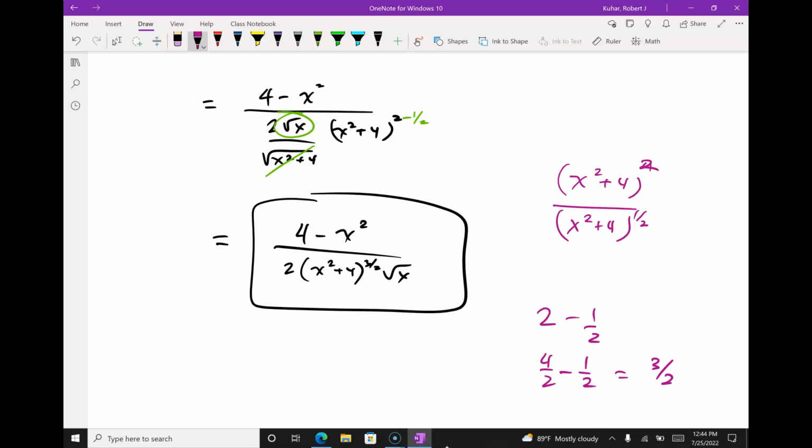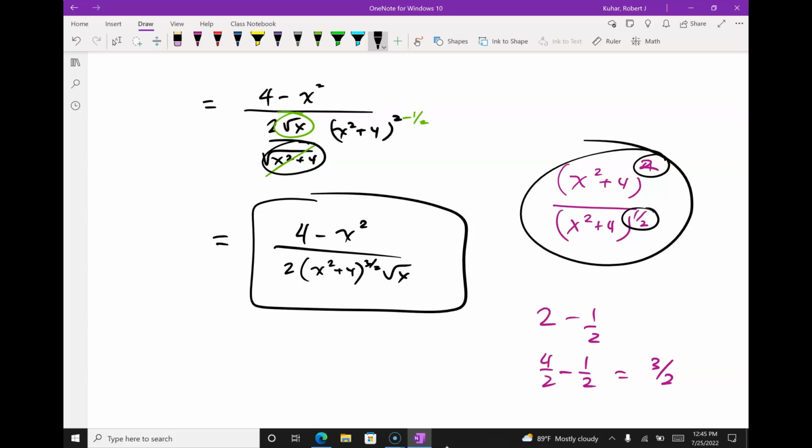When you have like bases and you're dividing them, you subtract the exponents. Like bases, dividing them, subtract exponents. Yes. The square root is the 1 half power, right? So then I have 2 minus 1 half, that's 3 halves.